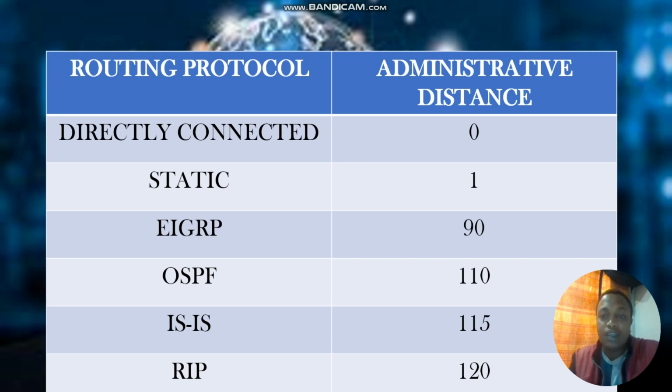If you configure the next hop address, that is a static route, it will have an administrative distance of 1. For EIGRP, the administrative distance is 90. For OSPF, that is Open Shortest Path First, the administrative distance is 110. For IS-IS, the administrative distance is 115. For RIP, the administrative distance is 120.